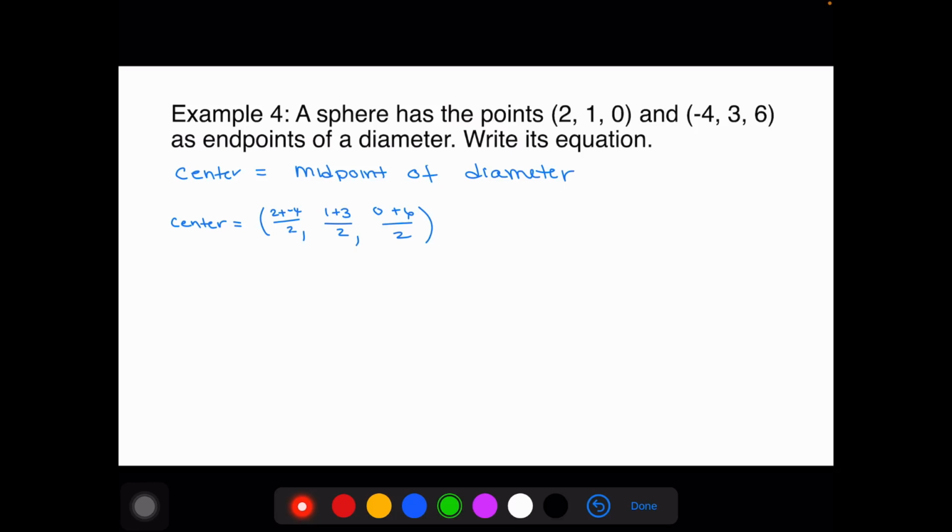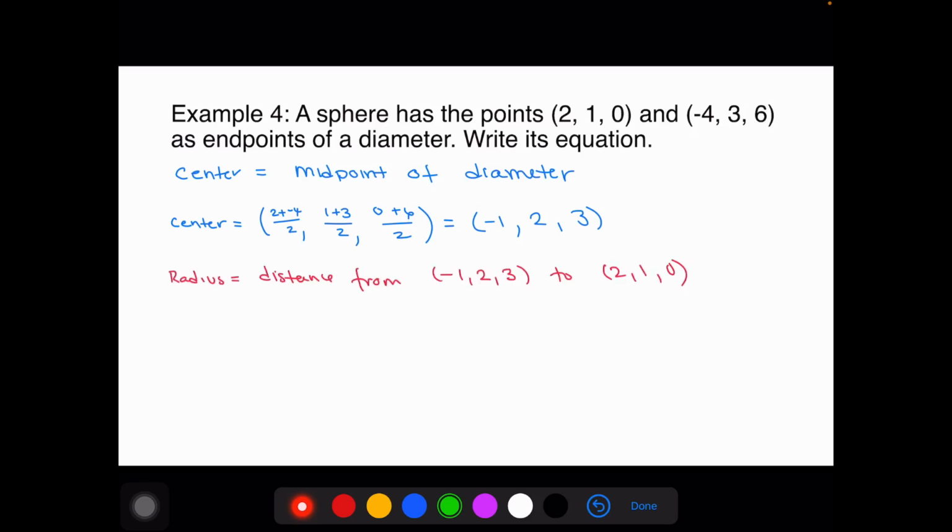So to find the midpoint of that diameter, I just have to take the average of the endpoints. So add them together, divide by 2. So the x value of the center is going to be located at 2 plus negative 4 divided by 2. And then for the y value of the center, I'll do 1 plus 3 divided by 2. And then for the z value, 0 plus 6 divided by 2. So that gives me a center located at (-1, 2, 3). And again, that's a point that's located exactly halfway between those two endpoints on the diameter. So I know where the center is.